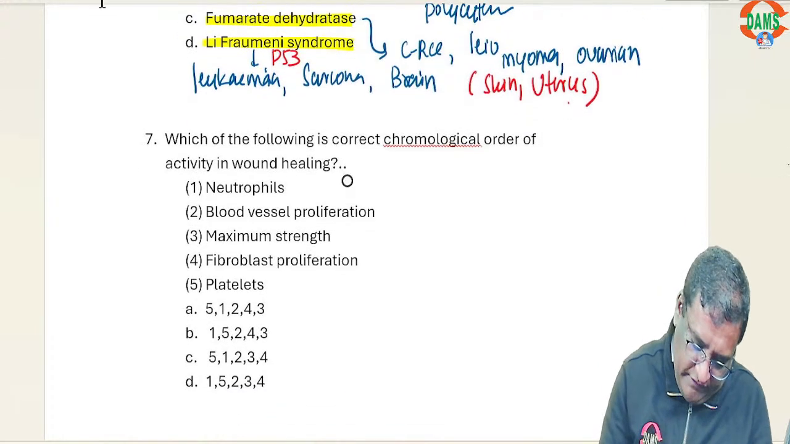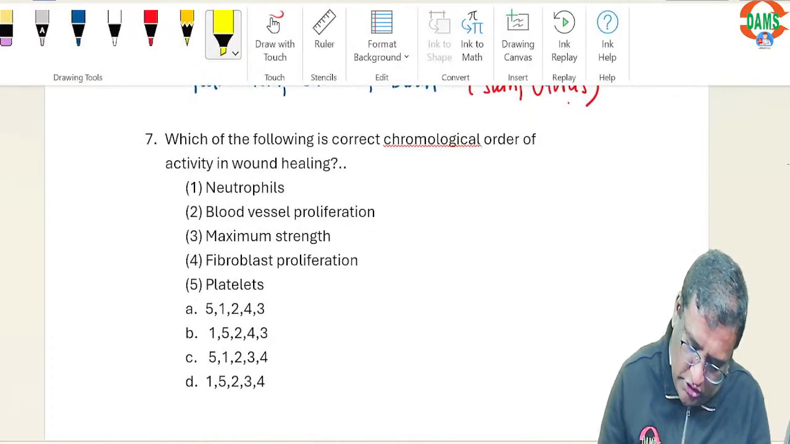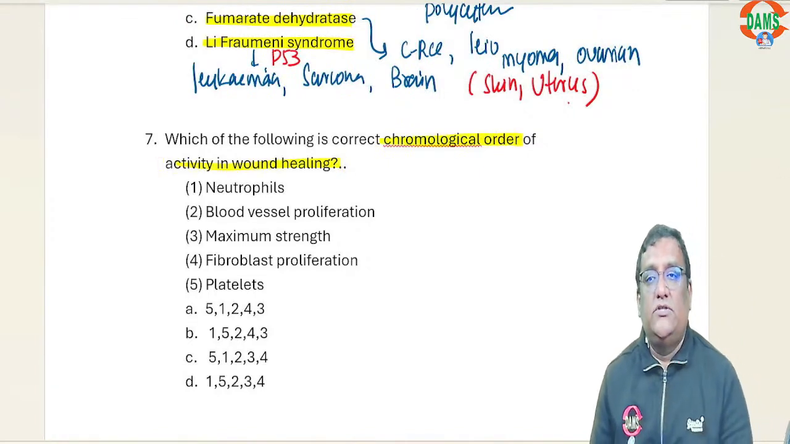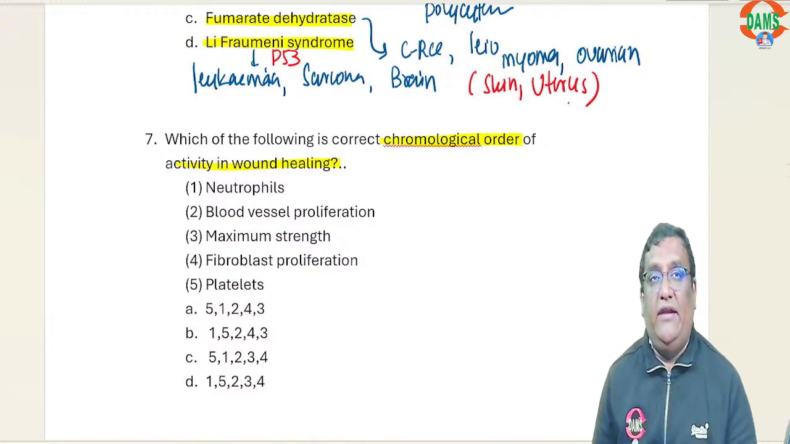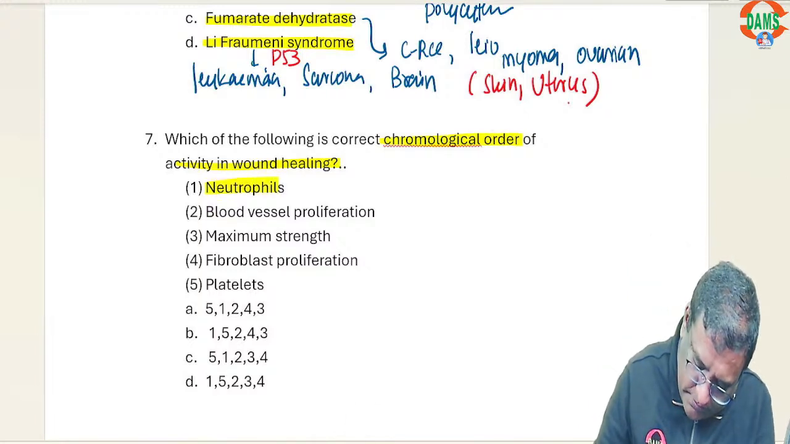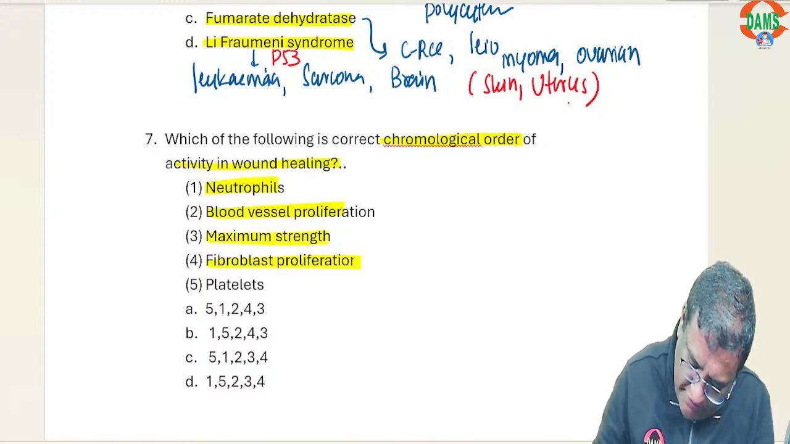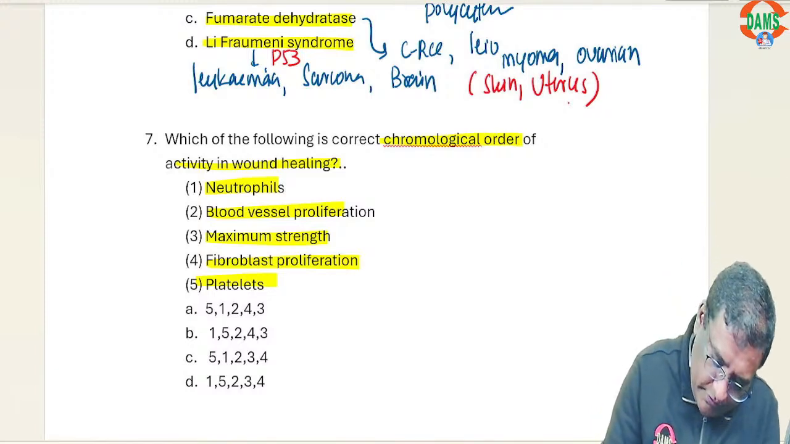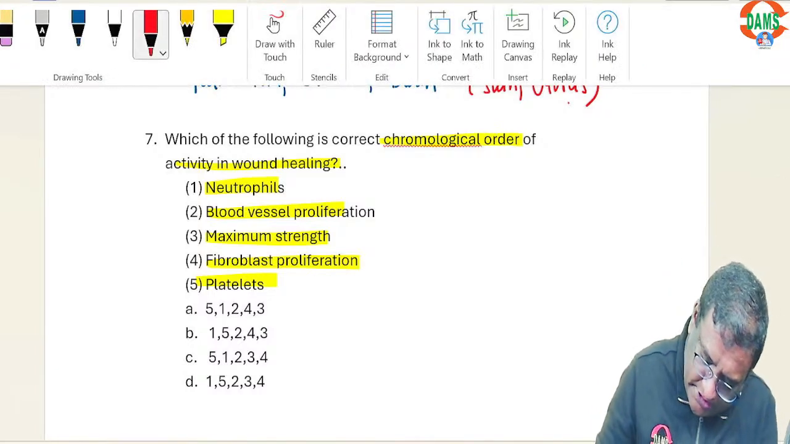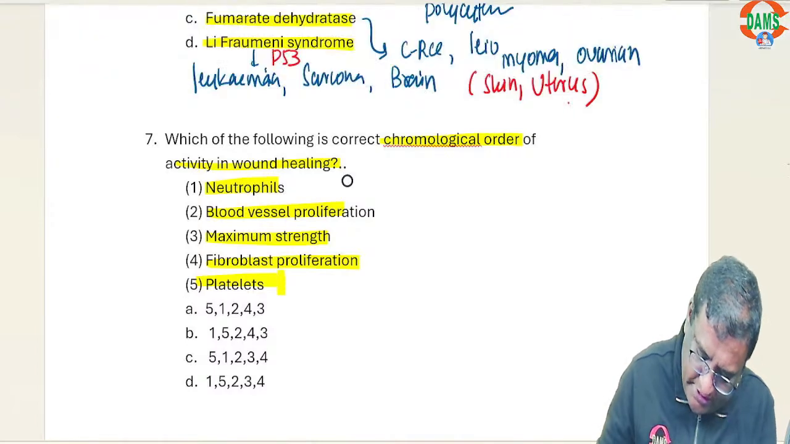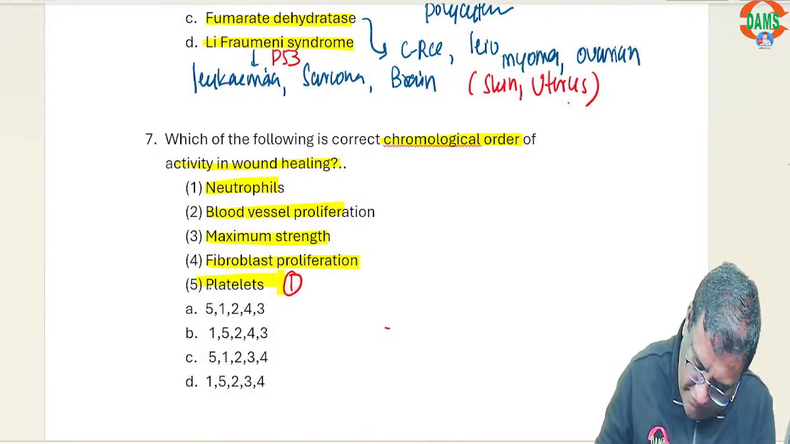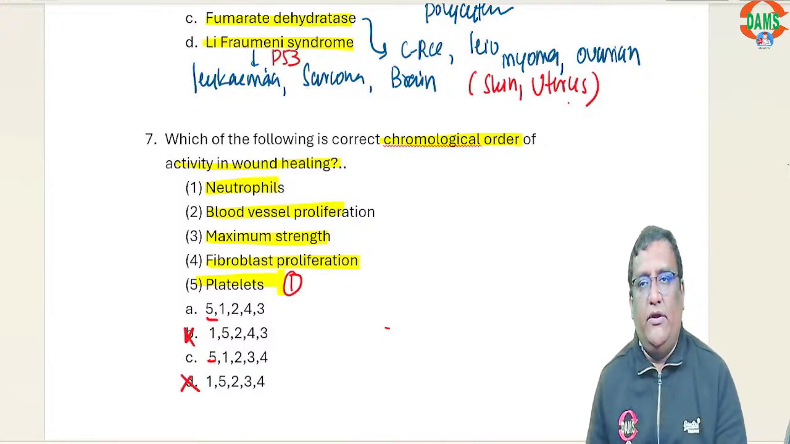Question number 7. Again, it is a chronological order: the correct chronological order of activity in wound healing. The options are neutrophils, blood vessel proliferation, maximum strength, fibroblast proliferation, platelets. What will be the first one to arrive? First will be platelets, right? So 5 should be 1. Okay, B and D are ruled out.